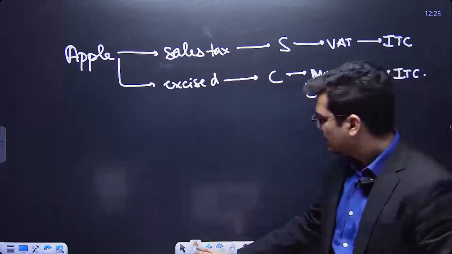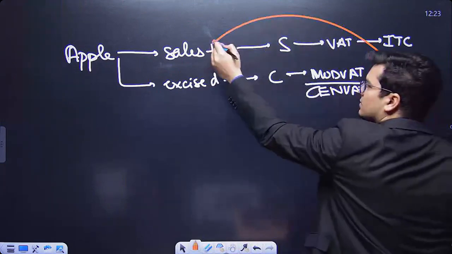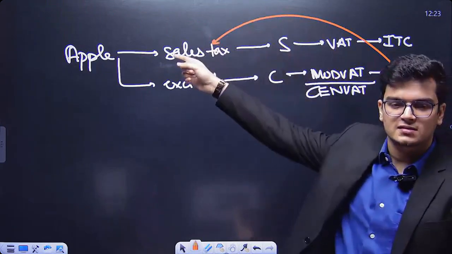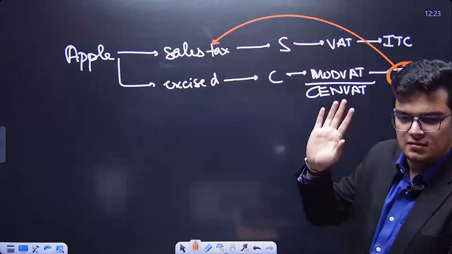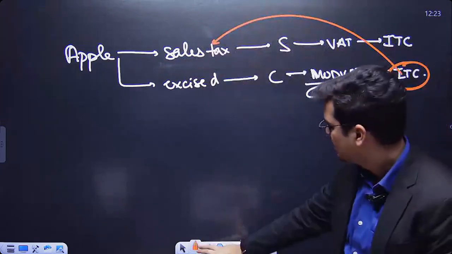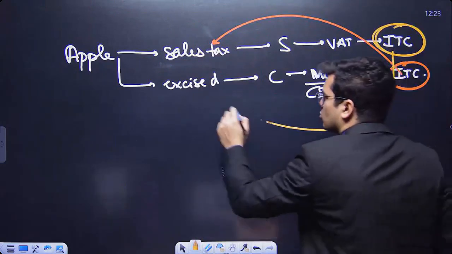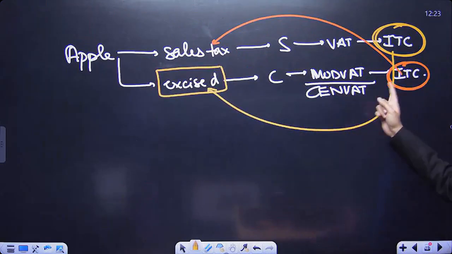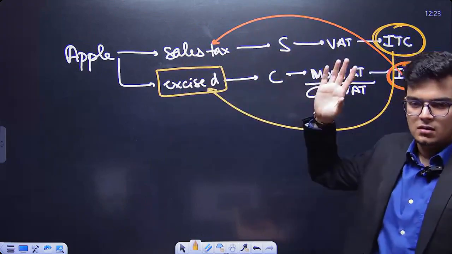प्रॉब्लम क्या है कि जो ये इनपुट टैक्स क्रेडिट मिलता था, इससे वो ये नहीं पे कर सकता. You cannot use this input tax credit to offset this. आप ये इनपुट टैक्स क्रेडिट यूज करके सेल्स टैक्स को ऑफसेट नहीं कर सकते. Understanding? You cannot use this input tax credit to offset sales tax. You cannot use this input tax credit to offset excise duty.